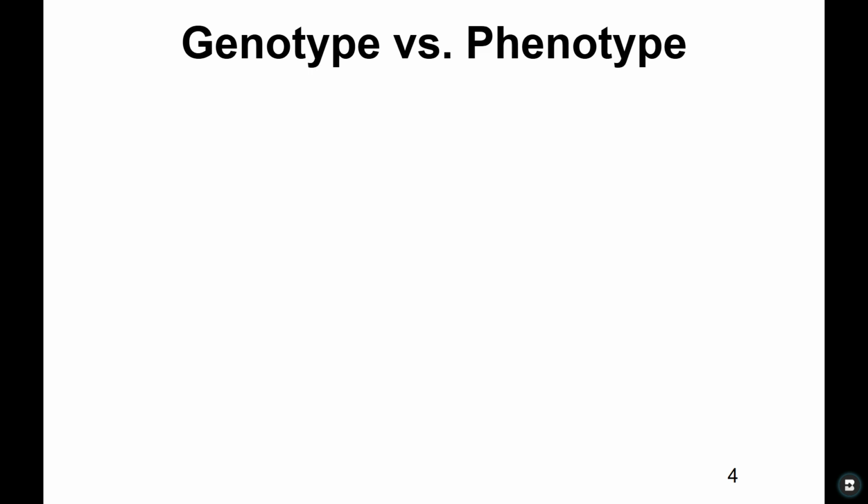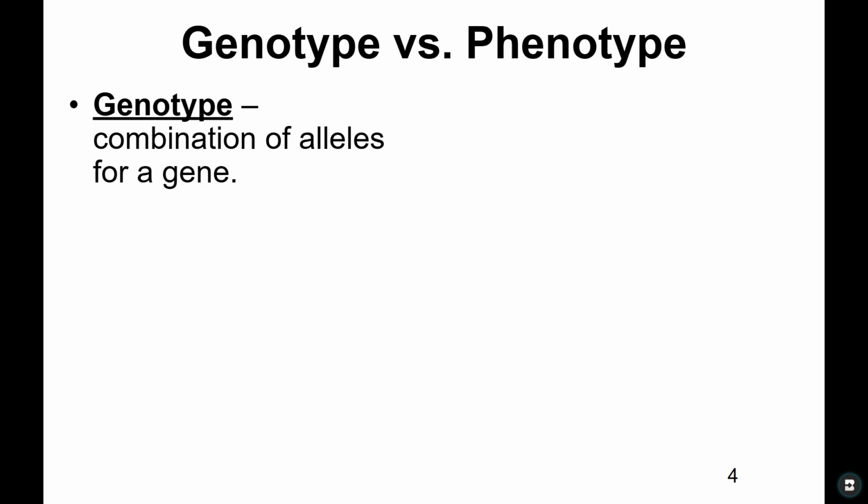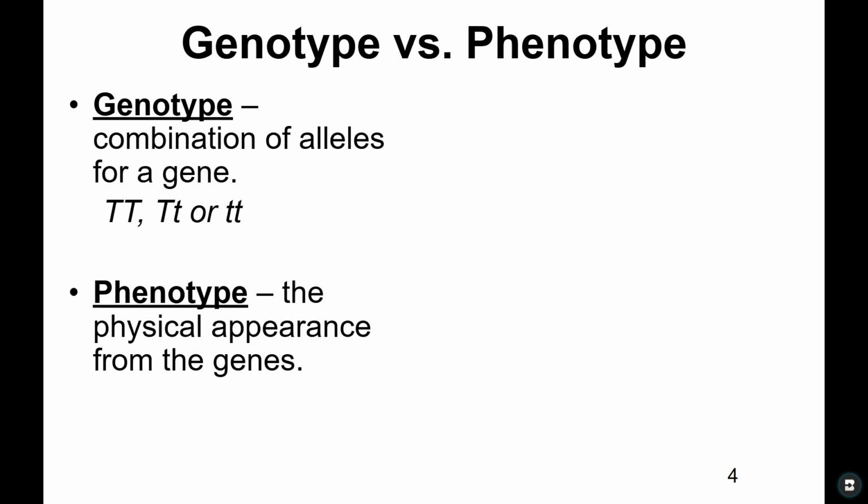Let's talk about genotype versus phenotype. There's a lot of important vocabulary in this lesson, and these are related, but they are different things. The genotype is the actual combination of alleles for a gene, like the W's, the F's, the D's that we saw on the last slide. Depending on what trait you're using, the letter may vary, but here you're seeing three different genotypes with the trait being denoted by a T. The phenotype is the physical appearance or result of the genes. So in this case, tall or short.